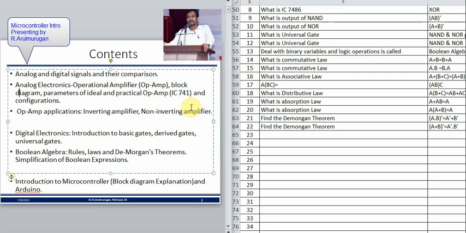The operational amplifier comes under the DIP package, dual inline package, an 8-pin IC. So like inverting amplifiers and non-inverting amplifiers.